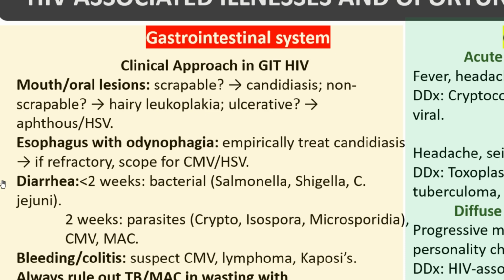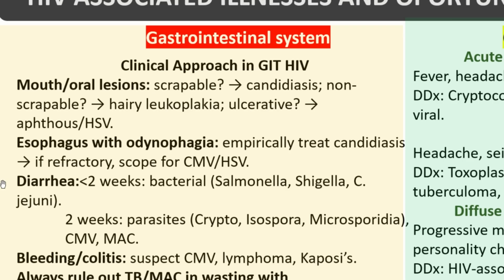Then we move down to the esophagus. We can have a patient coming in with odynophagia, which is painful swallowing. And when we are faced with this, we want to treat empirically for candidiasis, and this is going to be esophageal candidiasis. If it is refractory, we want to scope for cytomegalovirus and herpes simplex virus. There could also be another cause of painful swallowing.